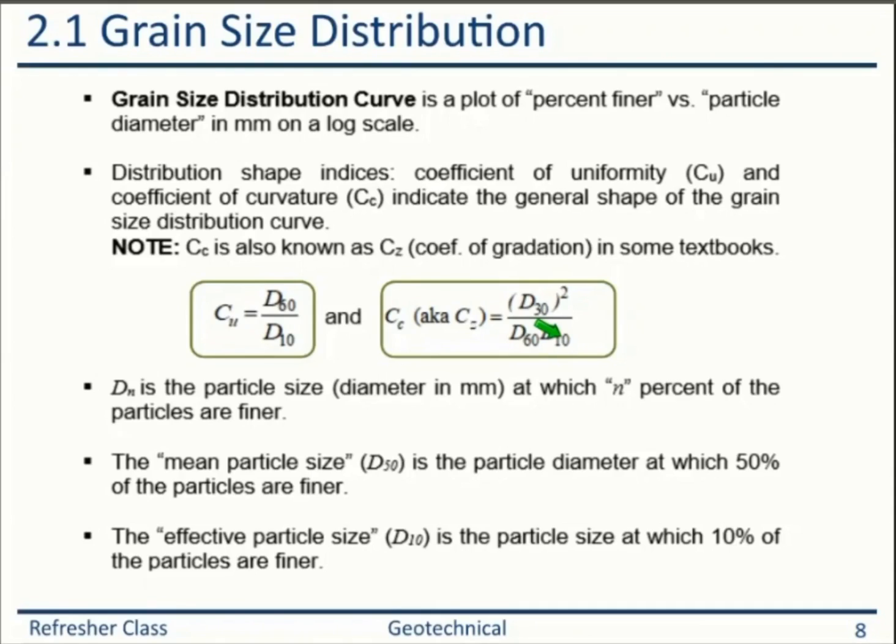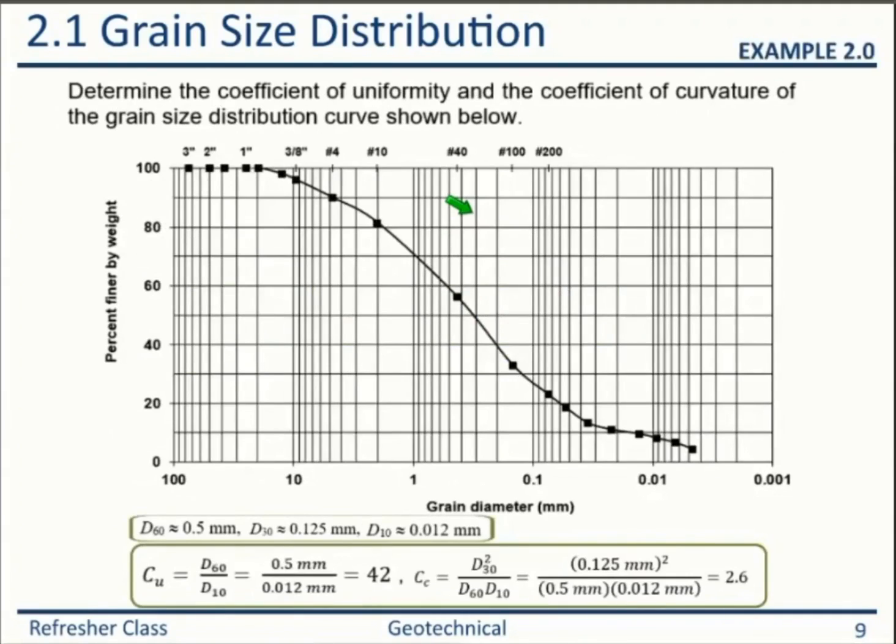Sorry, I said coefficient of conformity, but it is not that. Sometimes this is also known as coefficient of concavity. So these are the two indices that we can calculate from the particle size distribution curve, the C sub U coefficient of uniformity and the coefficient of curvature, and they indicate the general shape of the grain size distribution curve. So depending upon the soil type, it will vary.